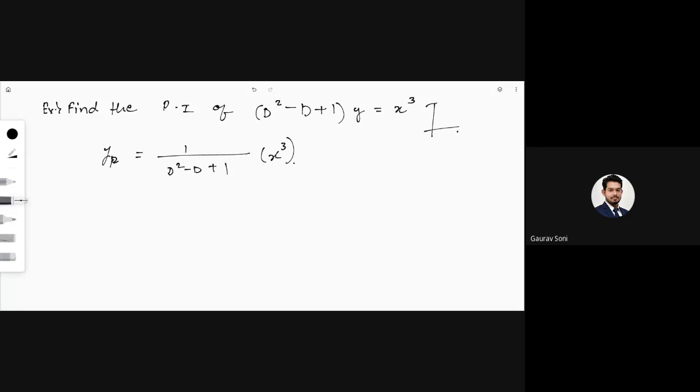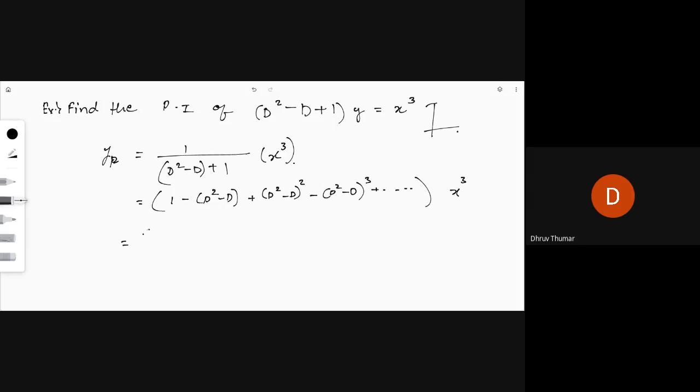So what we will have here, series expansion 1 plus D square minus D. So put it a. One. So 1 minus D square minus D plus D square minus D square minus D square minus D cube, dot dot dot, x cube. Now up to how many powers do we have to keep? Keep up to the third power. It will be plus D square plus 2D raised to 3, right?